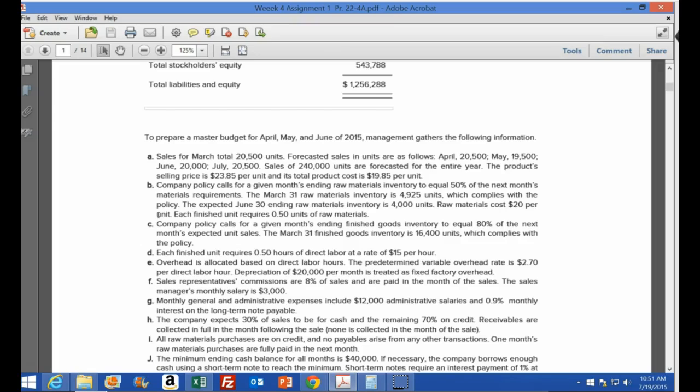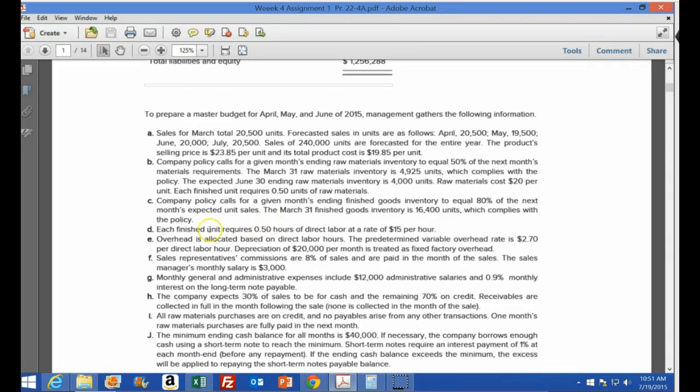Sales of 240,000 units are forecast for the entire year. The product sells for $23.85 per unit, and total product costs are $19.85. B, the company policy calls for a given month's ending raw materials inventory to equal 50% of the month's materials requirement. The March 31st raw materials inventory was 4,925 units, which complies with the policy. The expected June 30th ending raw material inventory is 4,000 units.